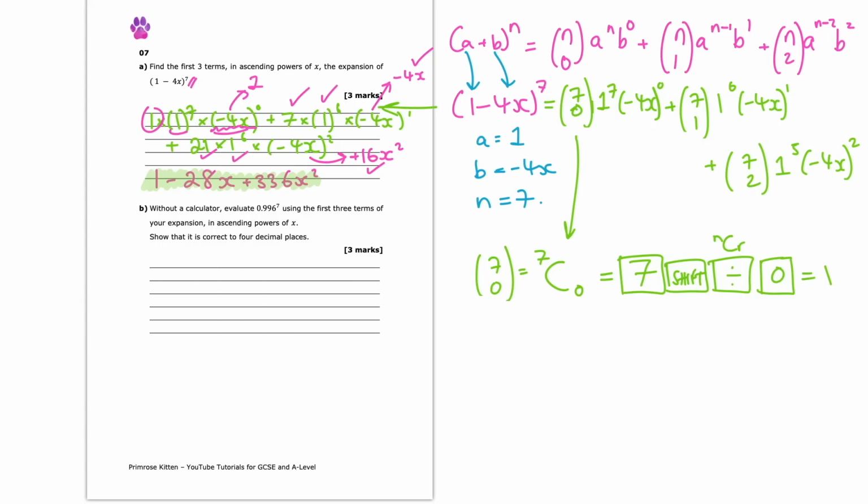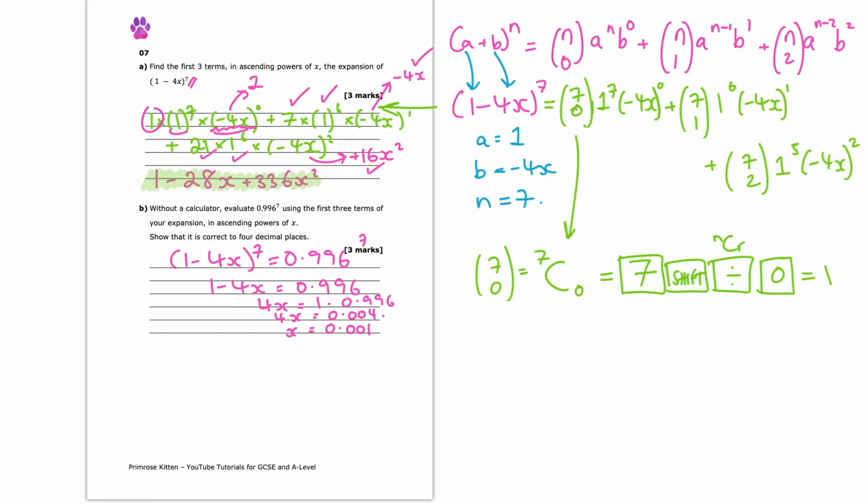So this is saying, without a calculator, evaluate 0.996 to the power of 7 using what we just worked out, basically. So to do this, what I would recommend doing is comparing our (1 minus 4x) to the power of 7 to 0.996 to the power of 7. So by looking at those, we can see that the 1 minus 4x simply must be equal to the 0.996. So what we can do there is a little bit of a rearrangement to work out what x must equal. And so if we rearrange that, we'll get 4x equals 1 minus 0.996. So 4x equals 0.004, and then so x would be equal to 0.001.